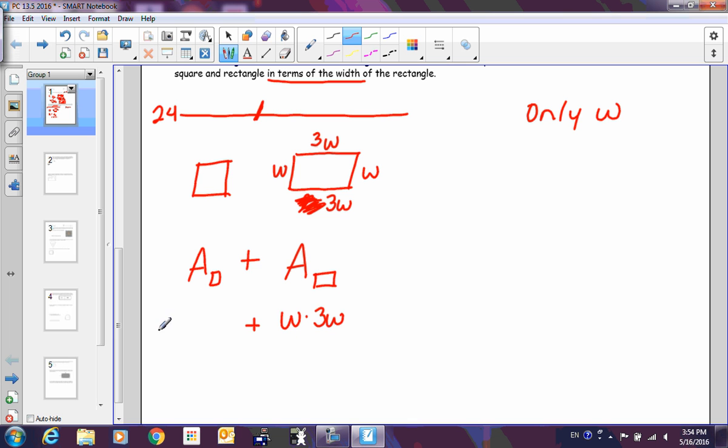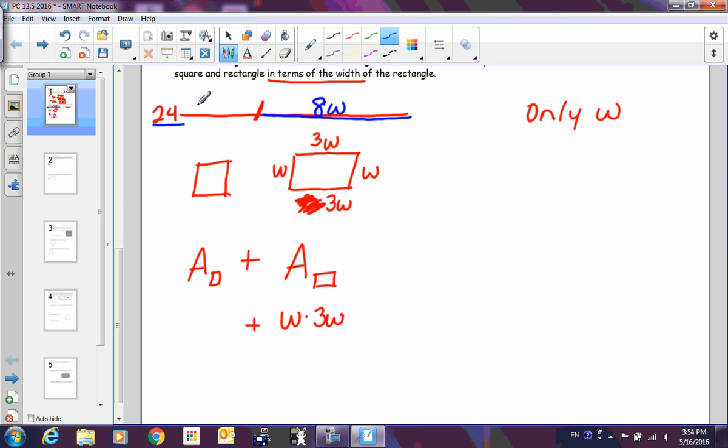All right, so now I need to do the same thing over here with the square, and I'm going to switch colors, because now I've got to somehow use this 24. So let's think about perimeter. We're not finding perimeter, but if you think about the wire, it is the perimeter. So we have W, 3W, W, 3W. How many total W's is that? 1 plus 3 plus 1 plus 3. That's going to be 8W. So this piece of the wire is 8W long.